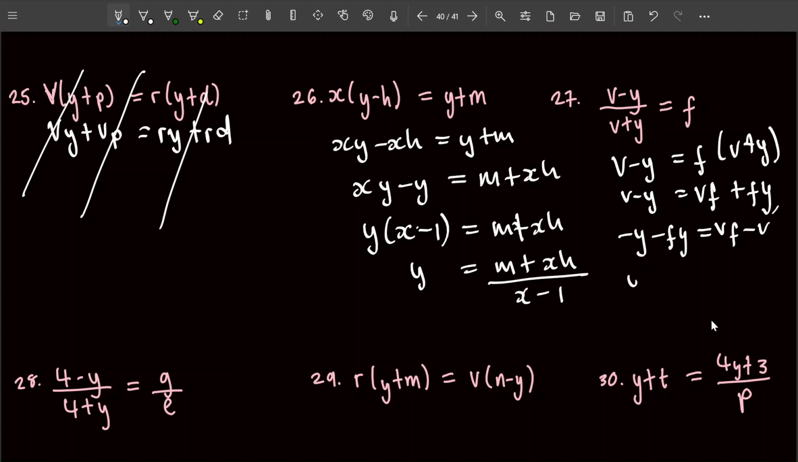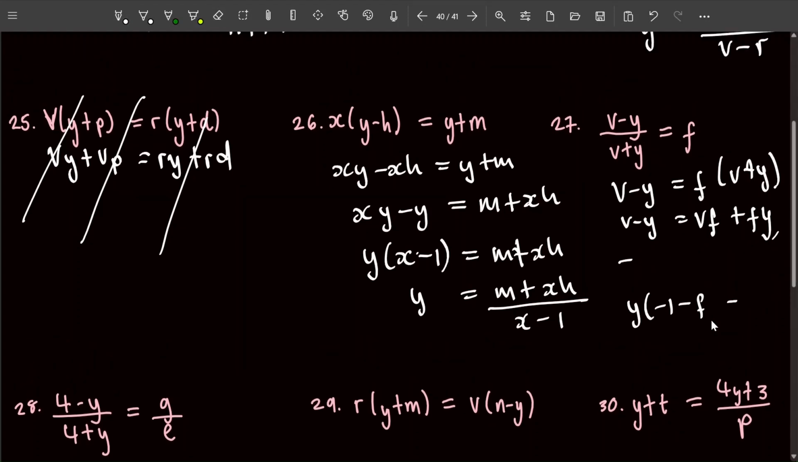So in this case, what would I do? I would factor out y. I have y come out. You have negative 1 minus f is equal to vf minus v. Which, arguably, you could fight and still get correct. But it's not as neat. Remember, the trick is always get your y's to the side where they would be positive. So that's what I'm going to do here.